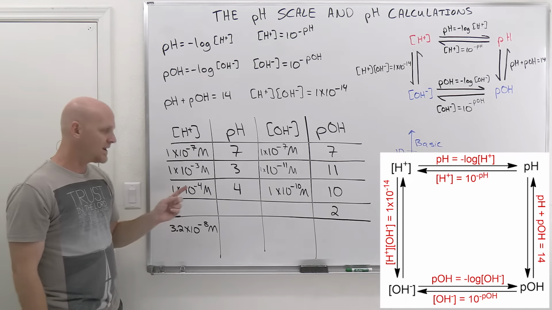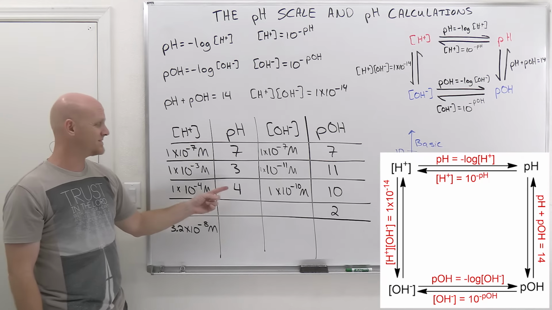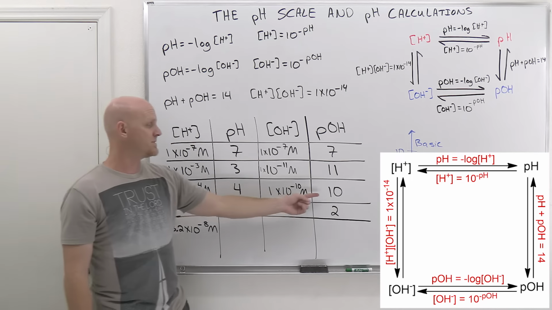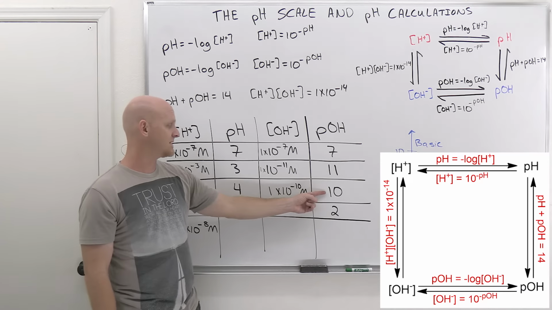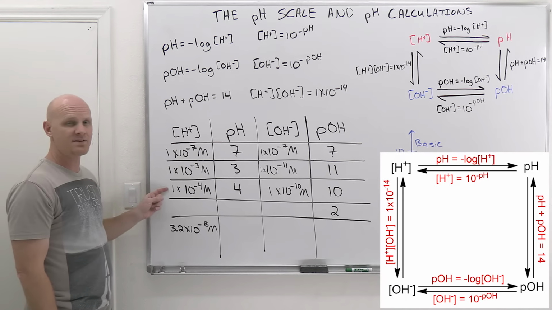And in this case, any one of these numbers can ultimately tell you this. If your pH is less than 7, that's the one we're most used to seeing, that's going to be an acidic solution. If your pOH is greater than 7, that's an acidic solution. If your H plus concentration is greater than 1 times 10 to the negative 7, that's an acidic solution.